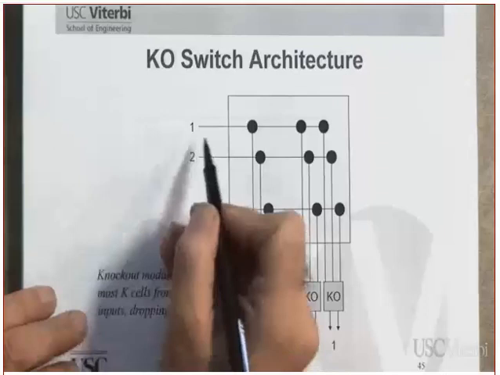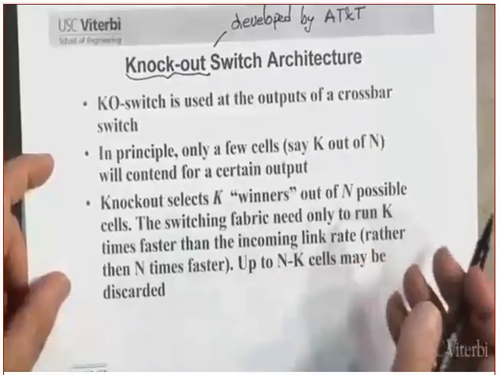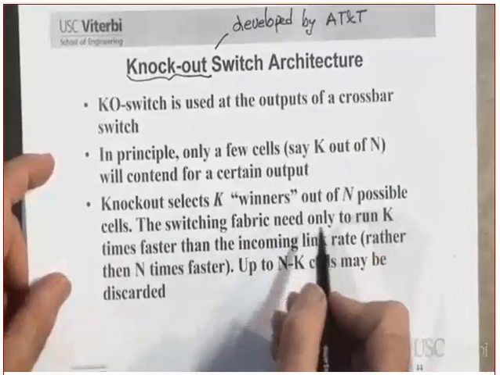Okay. Now, how do we choose K? How do we choose these K out of the N inputs? Let's see if you can help me. How to choose K? The criterion is that we want the cell dropping rate to be acceptable. The probability that a cell is dropped should be acceptable, something reasonable.